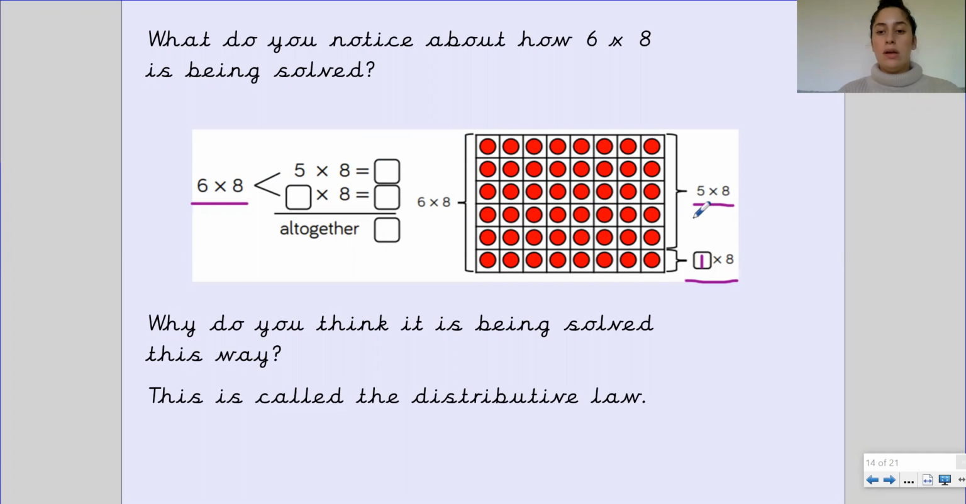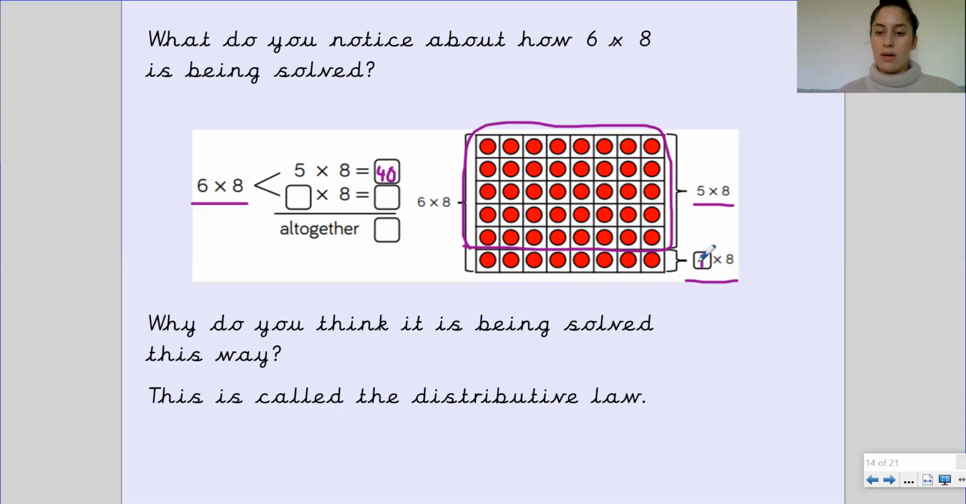Okay, so if you know your 5 times table, you would know the answer to 5 times 8. But let's count in 5s all together to get the answer. So here we have got the section that represents 5 times 8. Okay, let's count in 5s. 5, 10, 15, 20, 25, 30, 35, 40. So 5 times 8 equals 40.